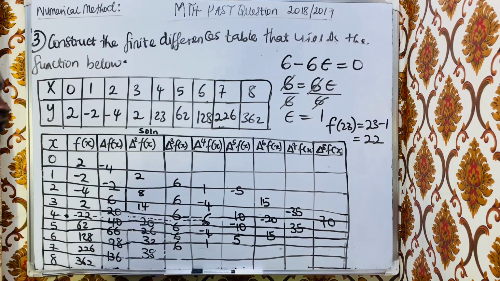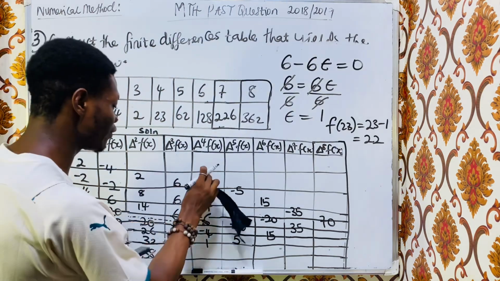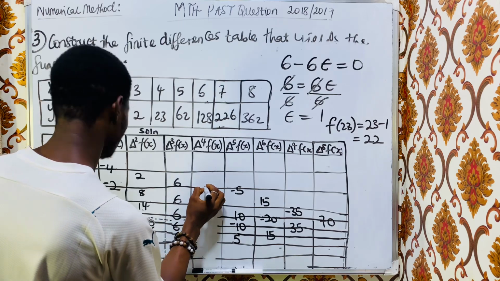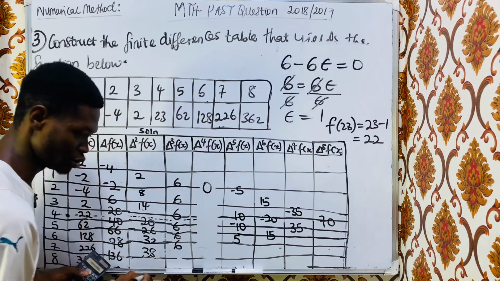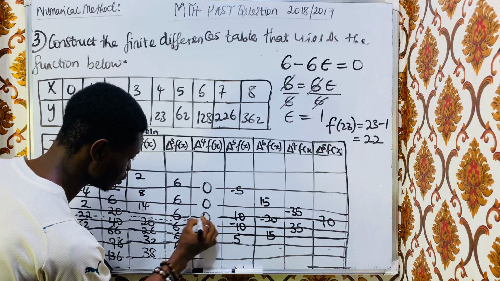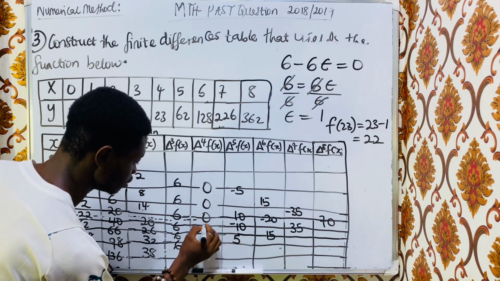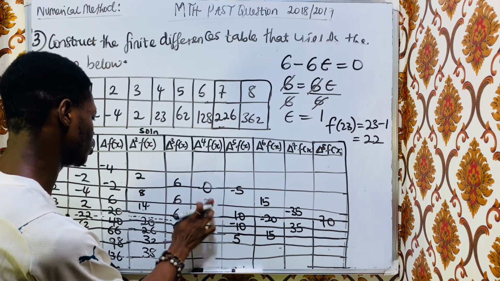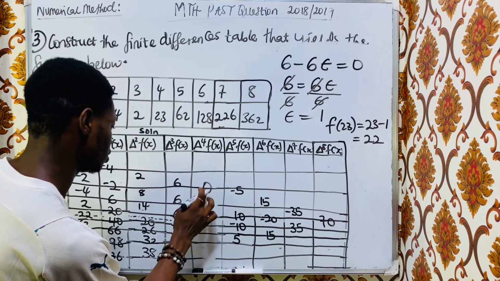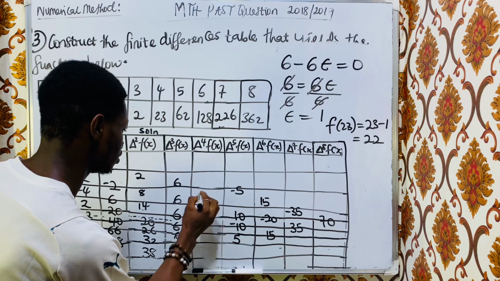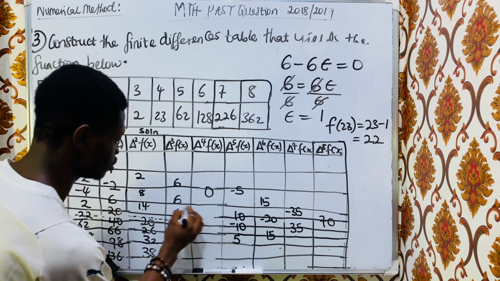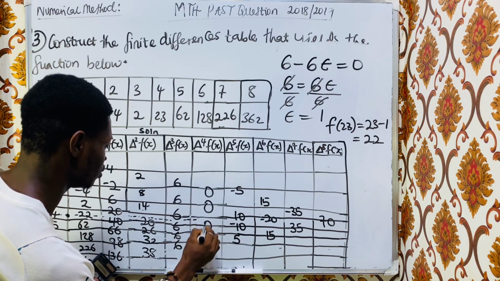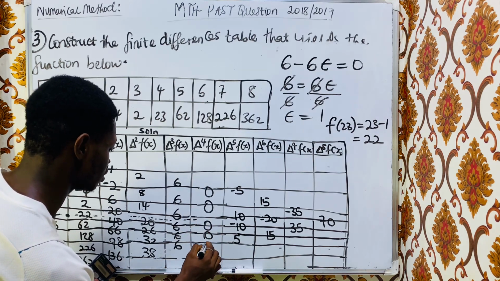So do you see that the third difference is constant? So this first place will now be what? 0, 0. As you can see, 6 minus 6 will give me what? 0. This one is 0, this one is 0, this one is 0, 0 for this, and 0 for this.